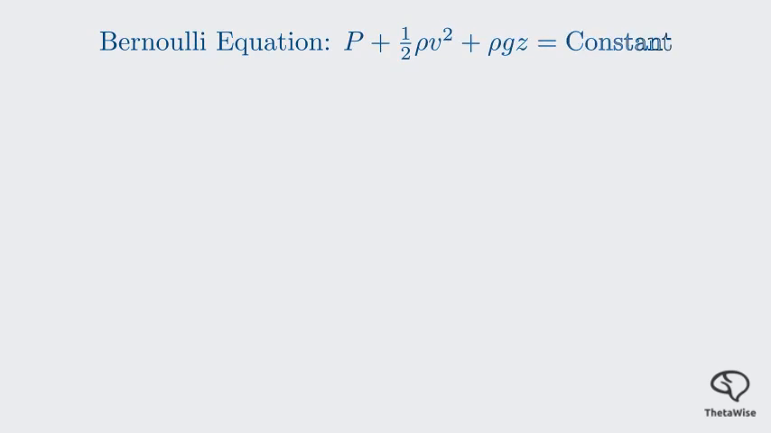It tells us that in a steady, non-viscous, incompressible flow, the total energy per unit volume of the fluid remains constant along a streamline. Let's write down the equation. It looks like this. P plus 1/2 rho v squared plus rho gz equals a constant.